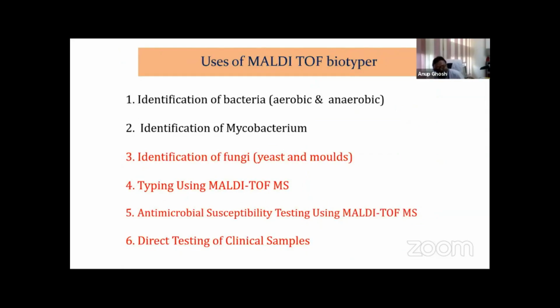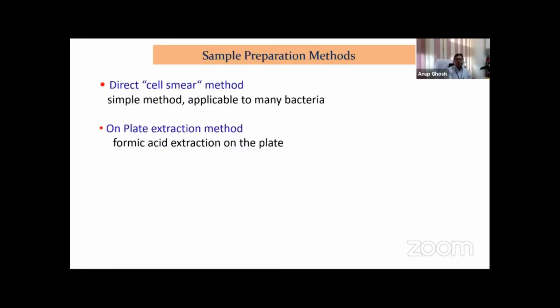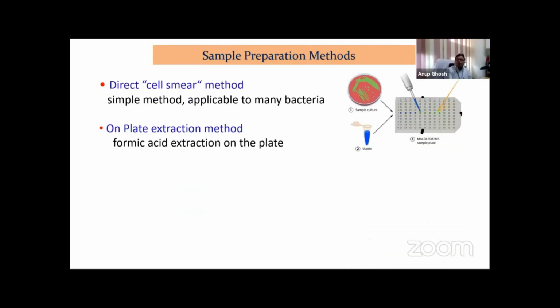Now, if we talk about the uses of MALDI, there are different uses, like identification of bacteria, mycobacteria. Definitely this is not my area. But the rest four areas: identification of fungi, yeasts and molds, typing by using MALDI-TOF, antimicrobial susceptibility testing, and direct testing from clinical samples. In all these areas we have worked and we have published papers. Now, the crucial part of MALDI-TOF is identification of fungi. This is the sample preparation.